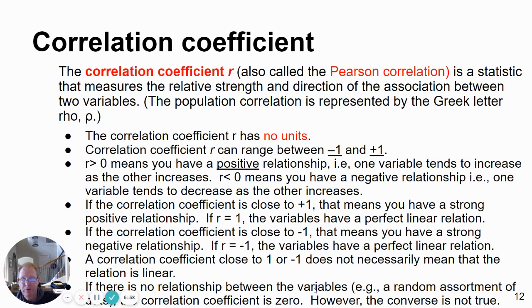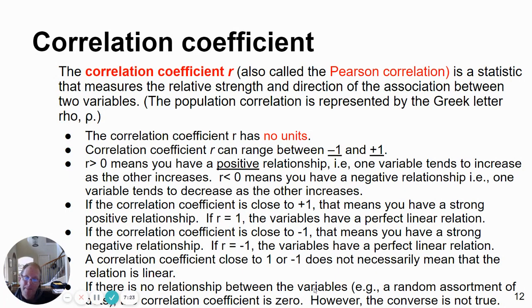A correlation close to 1 or -1 does not necessarily mean that the relationship is linear. I can draw a curved pattern that has a correlation close to 1 or -1. If there is no relationship between the variables, such as a random assortment of data, the correlation coefficient is 0. However, the converse is not true.